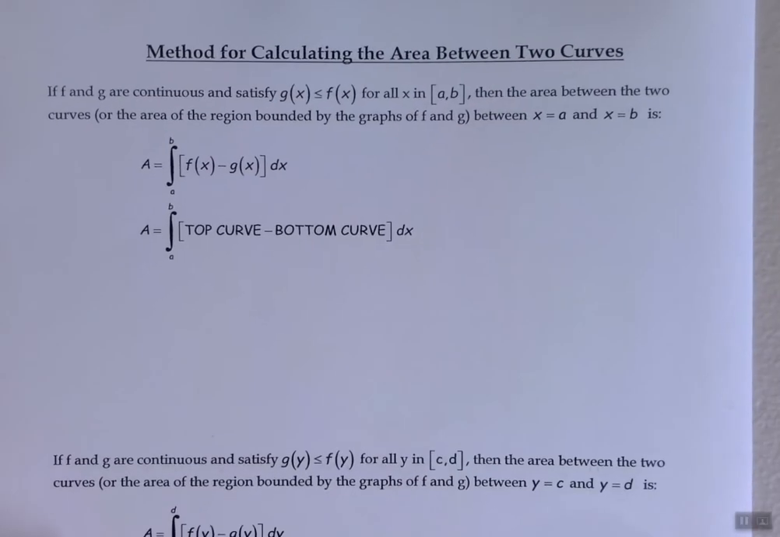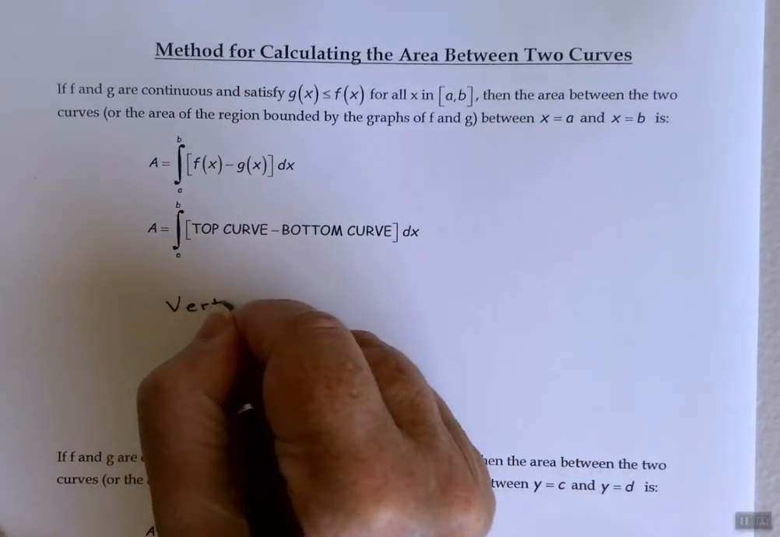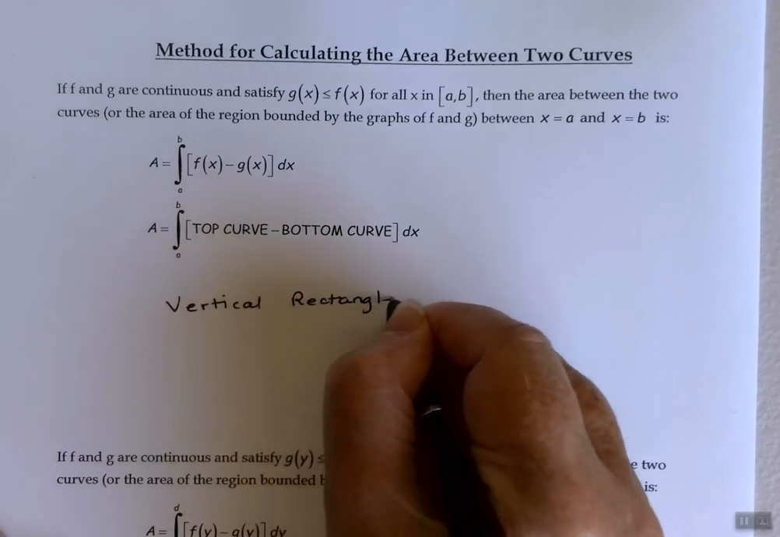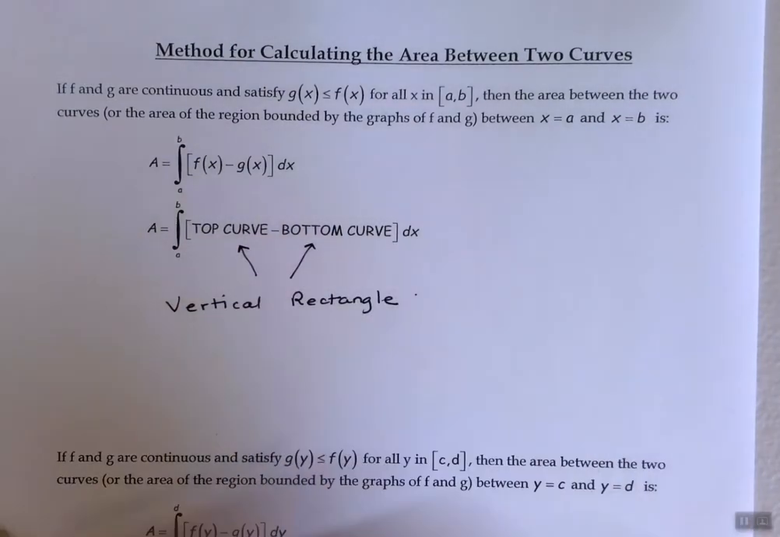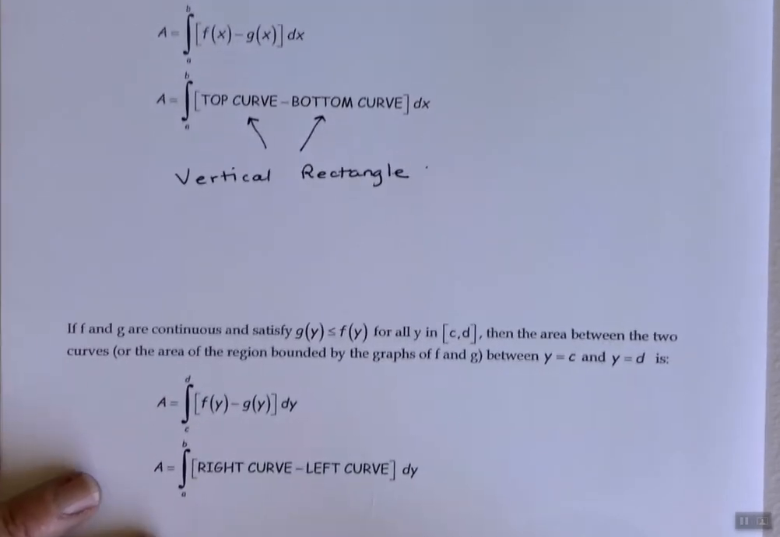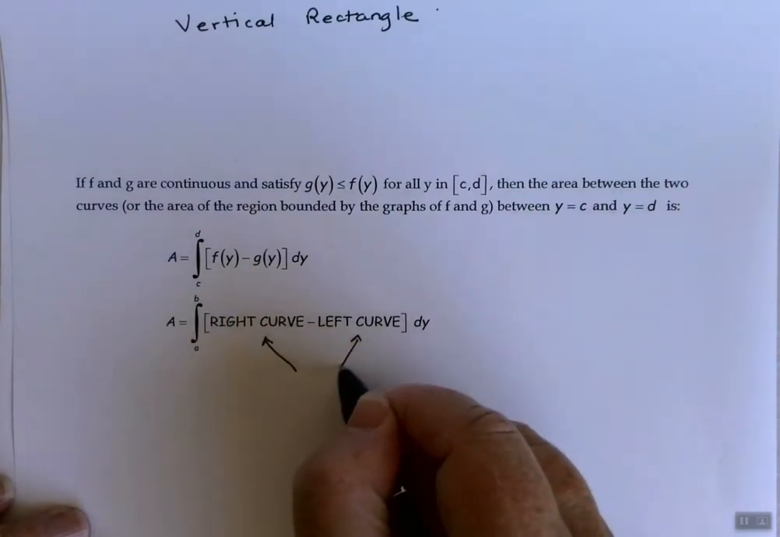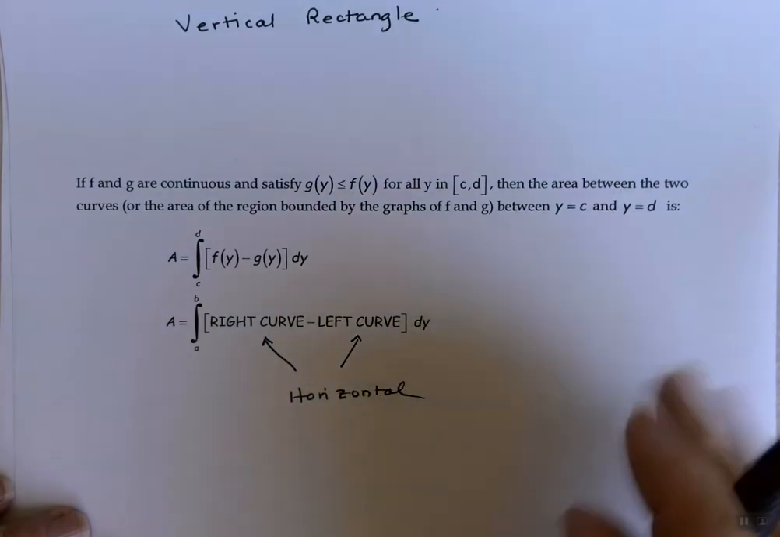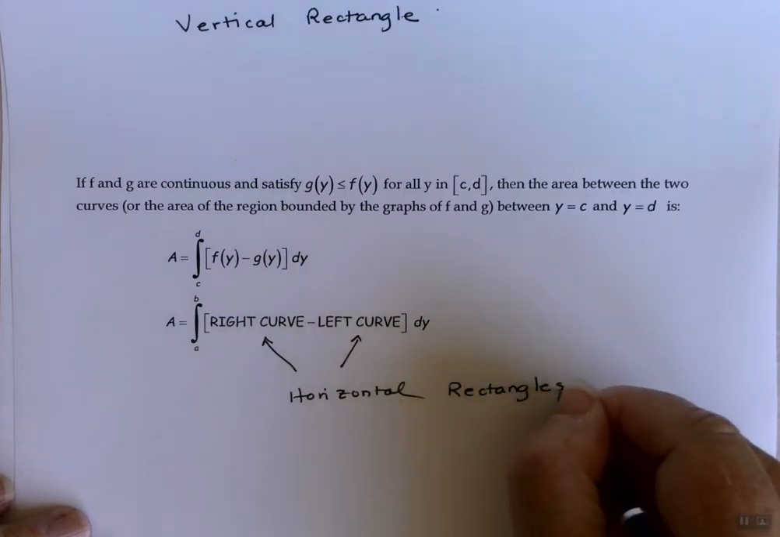As sort of a summary, when we are doing vertical rectangles, we always take top minus bottom to be our height function. And when we are doing horizontal rectangles, we always take right minus left to be our height function. All right, let's do some examples.